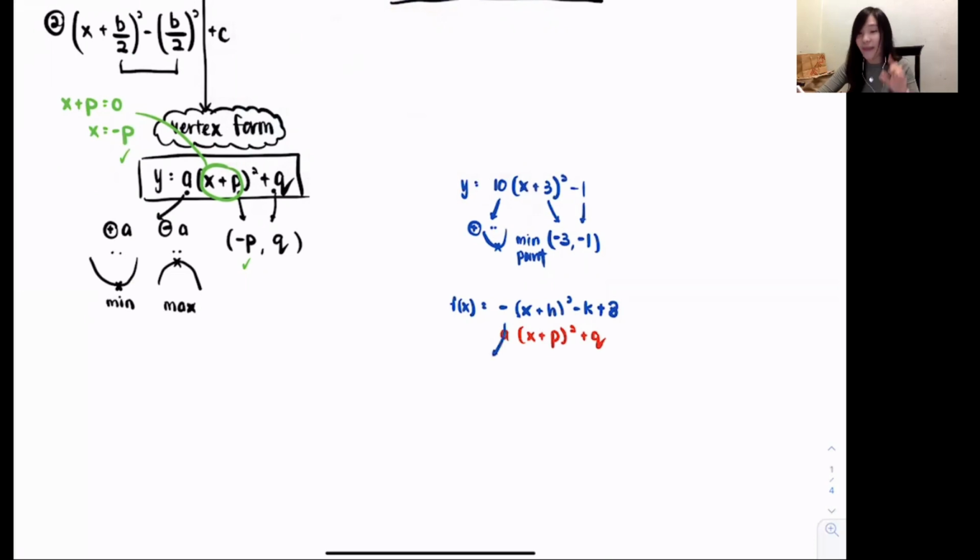So the A is what? Negative. Negative is what? Sad face. Sad face is what? Maximum. So that's why this one is not minimum, this one is maximum. Wow, my handwriting, okay, not my handwriting, it's the pen. Maximum. So the P and Q you pull out will be the coordinate, correct?